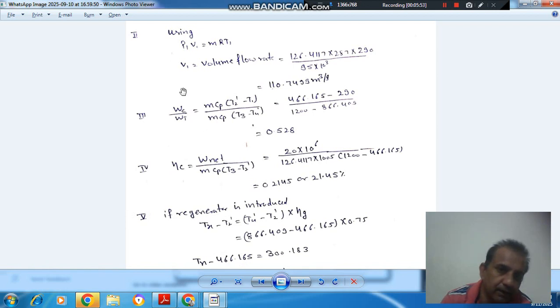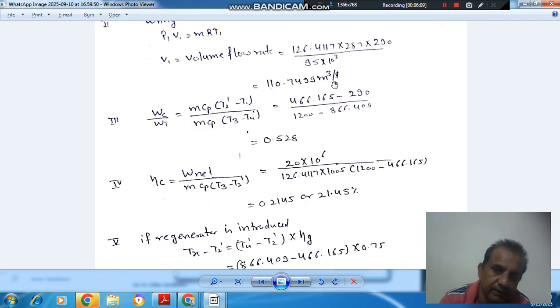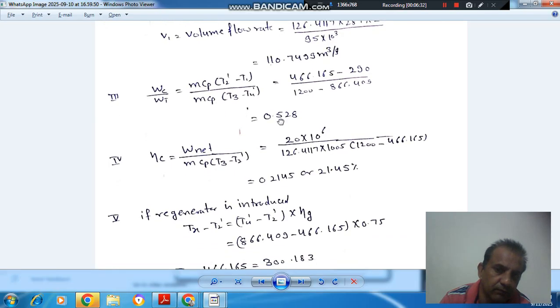Now the second part is to calculate volume flow rate. Using the relation P1 V1 equals m R T1, because m is known, T1 is known, P1 is known, the volume flow rate V1 can be calculated. That is 110.7499 meter cube per second. Now the next part is the fraction of work used to drive the compressor out of turbine work. That is m Cp times the temperature rise across the compressor, divided by m Cp times the temperature drop across the turbine. m Cp will cancel out, so it comes out as 0.53.